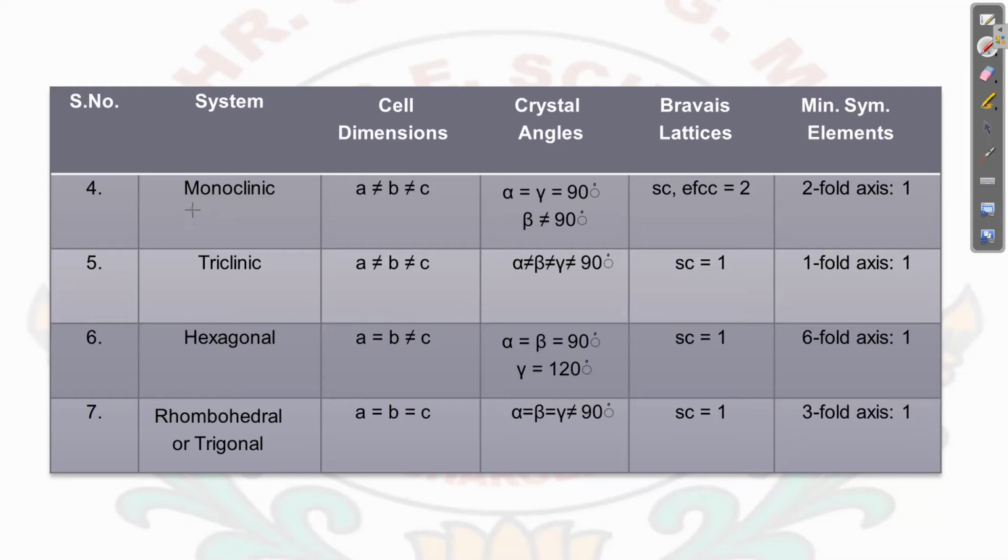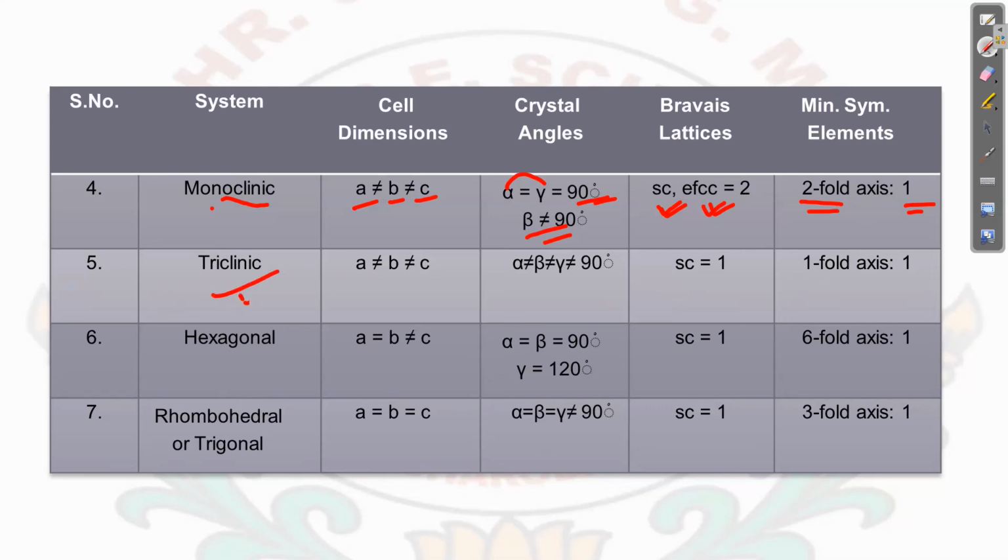Next is the monoclinic, where no edge lengths will be equal to each other, but alpha and gamma will be equal to 90 degrees, and beta will be different from 90 degrees. This type of unit cell is called a monoclinic cell. Which types of cell does it contain? Simple and end face centered. Next, how many fold axes are there? Two-fold axis symmetry can be seen, and that will be of only one type.